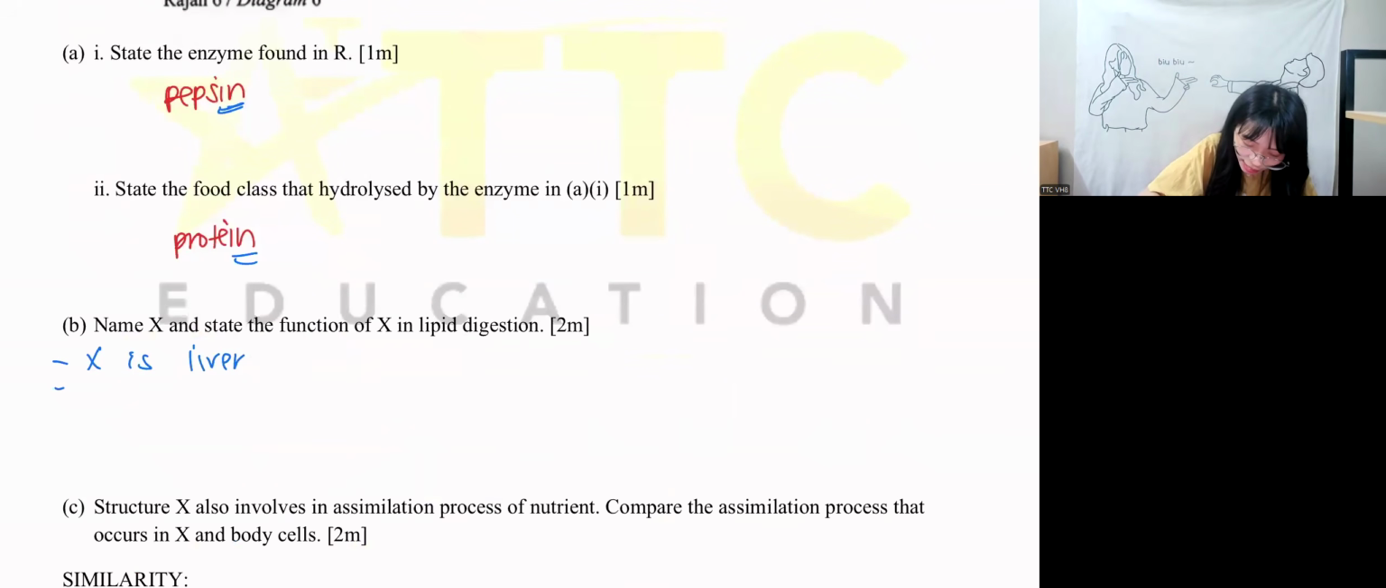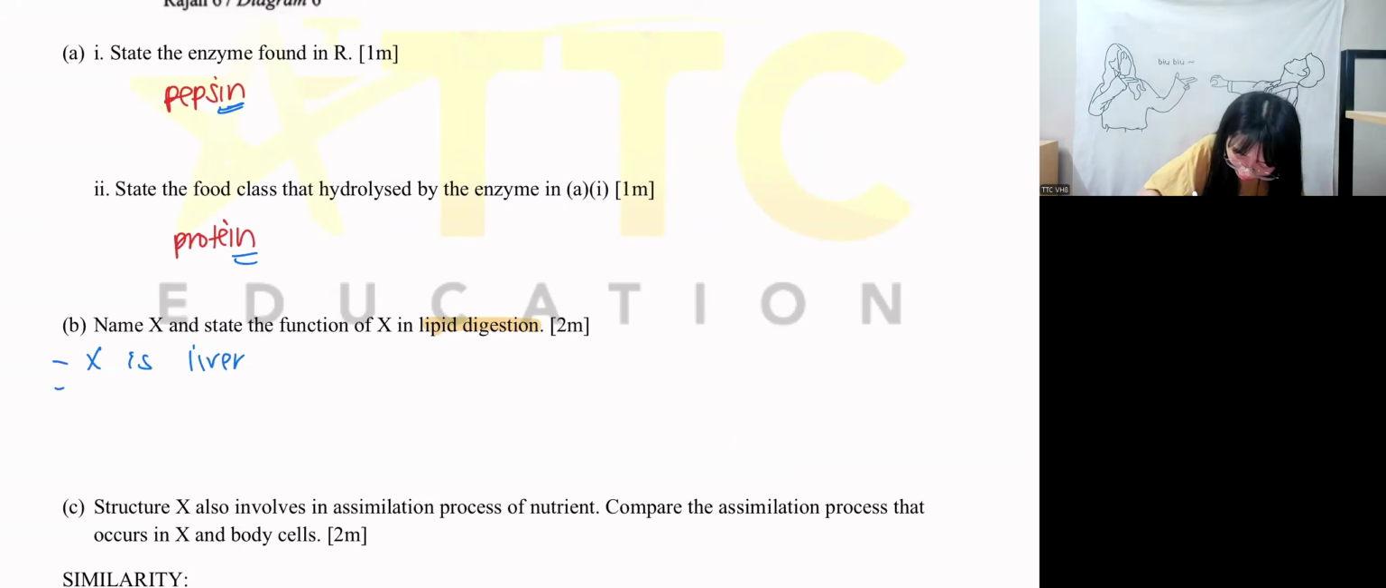So what is the question asking? They ask you to talk about lipid digestion. In lipid digestion, the liver produces a thing called bile. Very good. When they secrete bile, it's used to do what? It's used to emulsify fats. We don't write the word hydrolyze. For bile, we can only use the word emulsify. Emulsify fats into lipid droplets. Very good.